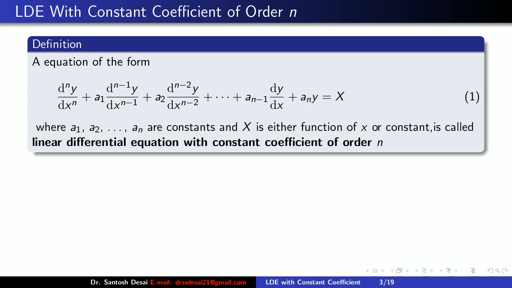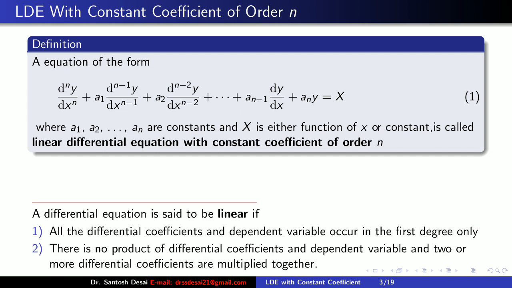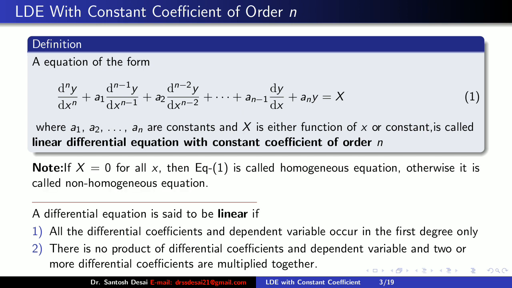Now here one can verify whether this equation 1 is linear or not by using definition of linear differential equation. So the definition is given at the bottom of the screen. Now here we note that if capital X is equal to 0 for all x, then the equation 1 is called homogeneous, and if X is not equal to 0, then it is called non-homogeneous equation.